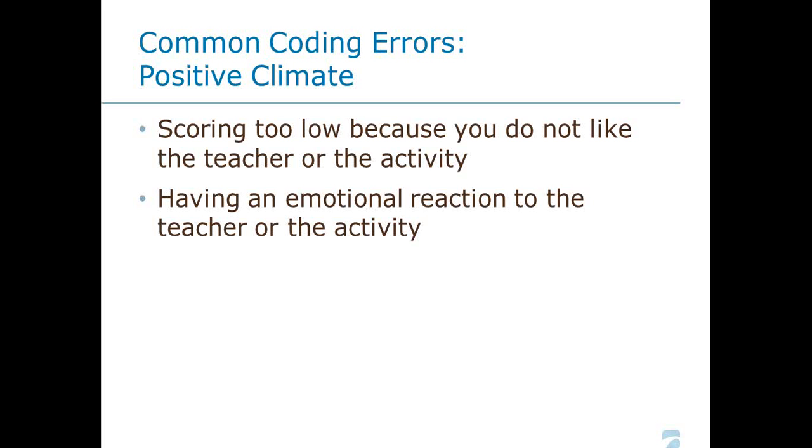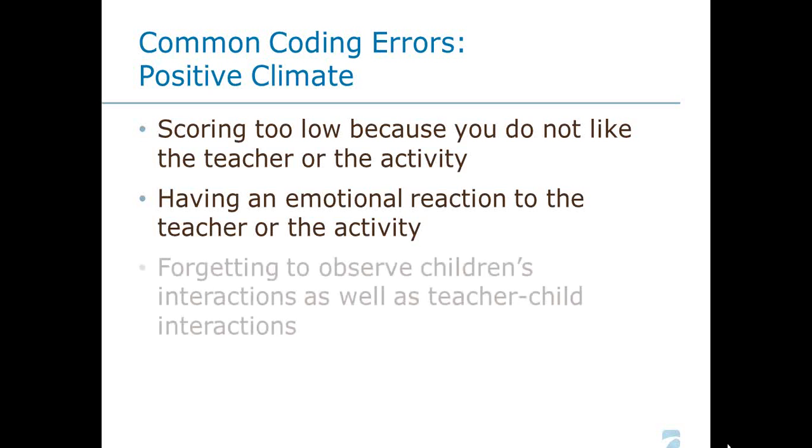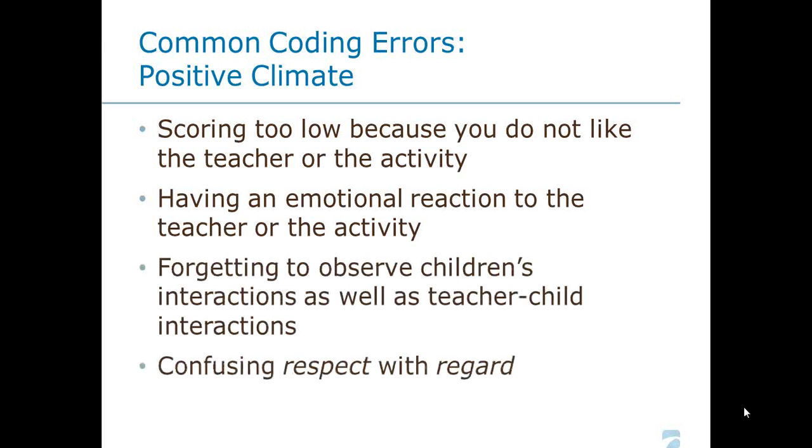Again, this is the CLASS lens. It's not what we decide is positive or negative, but what the research has told us are indications of effective interactions. Observers sometimes think that there's a low score on positive climate just because they think the teacher's not likable. Again, that's bias, and we have to learn how to recognize that and deal with it. It's a subjective judgment, and we have to really avoid scoring on that basis.